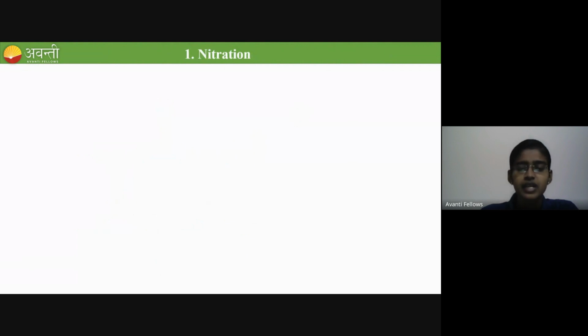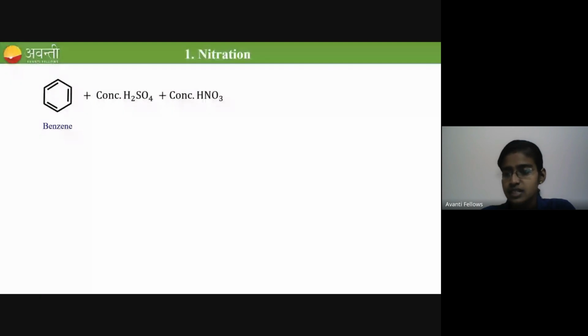So for nitration, what do I have to do? I have to take the benzene. And the nitrating mixture that we have to take for nitration is concentrated sulfuric acid and concentrated nitric acid. So this is the nitrating mixture. And we have to heat this nitrating mixture with benzene.